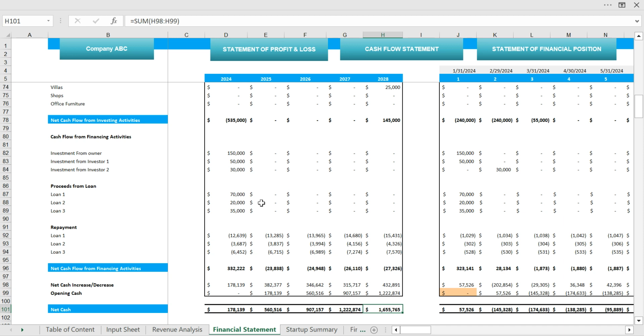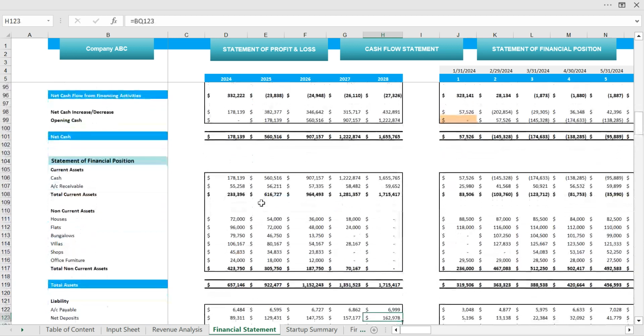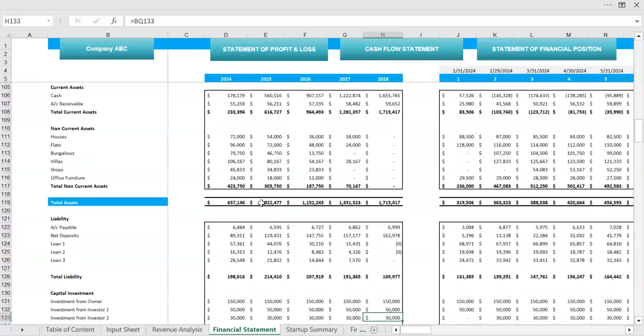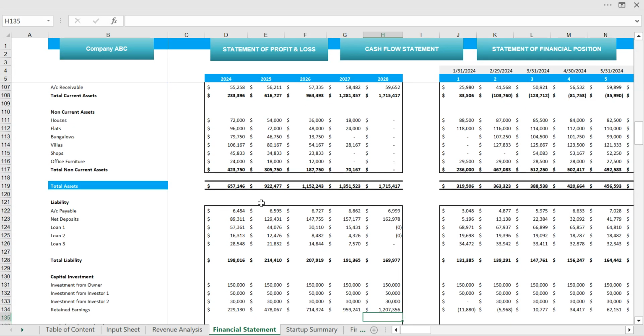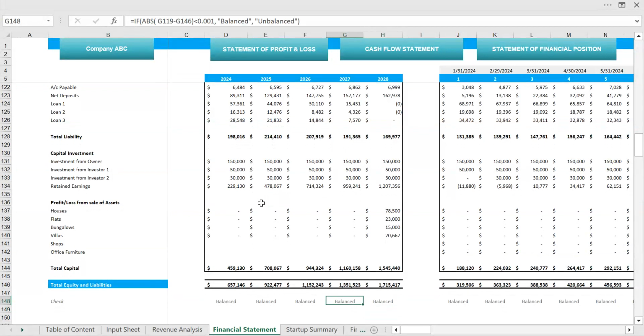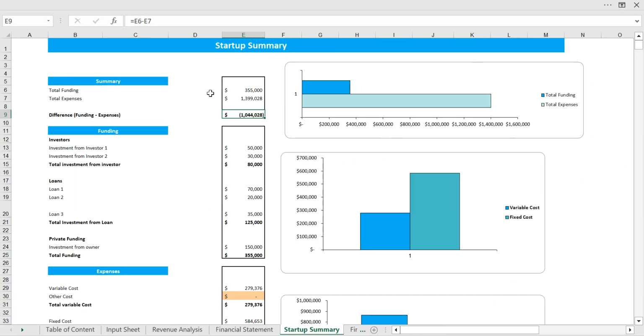So one should know what is the position of cash in the company and whether he is able to pay the bills or not. Then we have the statement of financial position, which shows the value of assets and liabilities and equity at a specific point of time. Here we have added this check so one can know that the balance sheet is balanced. Then we have the startup summary. It is a quick snapshot of the first year in which you will know what is the total funding you will require and what are the total expenses, so you can know whether you need extra funding or not.